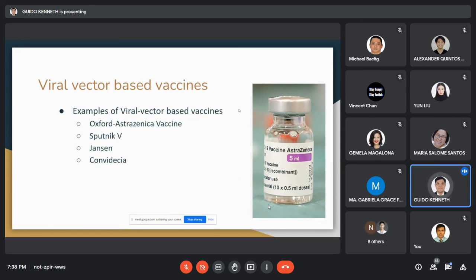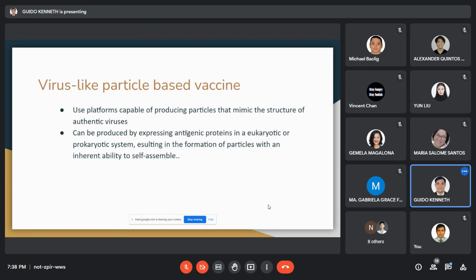So these are examples of viral vector-based vaccines: the Oxford AstraZeneca vaccine, Sputnik V, Janssen from Johnson & Johnson, and the Convidecia vaccine. These vaccines are against COVID-19. They usually use viral vector-based vaccine technology.